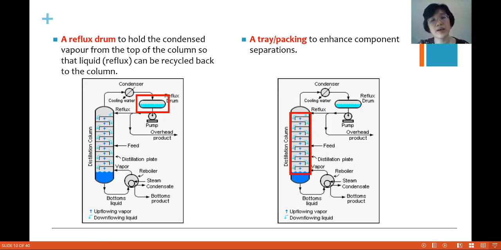After the condenser, we have a reflux drum to hold the condensed vapor from the top of the column so that the liquid can be recycled back to the column as reflux. And as I mentioned earlier, we have the trays or packing as the column internals to enhance the component separation in the column.